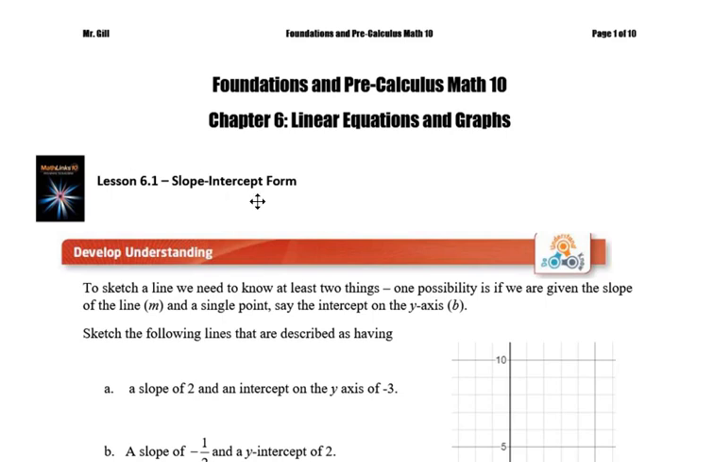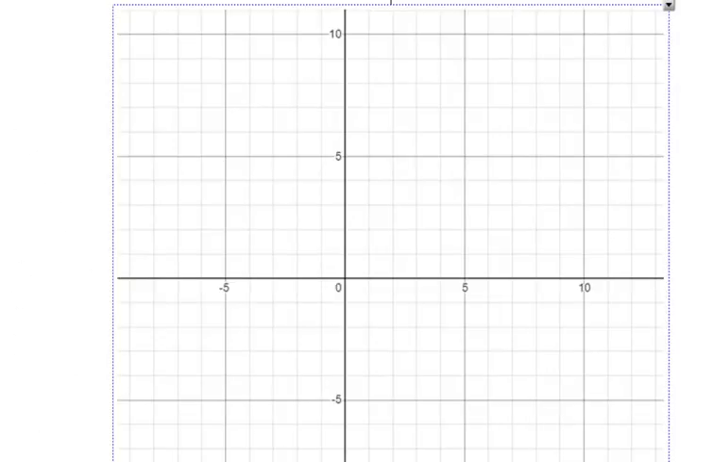All right, so here we are. We're starting chapter 6 today, and the first one we're going to look at is, of course, going to be 6.1. And we're going to be talking about the slope-intercept form of a line. Now, just going to stop here for a moment.